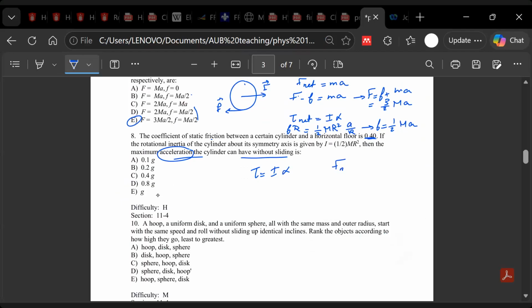I can either use this or F net equals ma. Which one is always preferable in this case? I'm studying friction, does it make a torque? Yes. Does it make a translational motion? Sort of. It cancels part of the applied force, so it will show up in both equations. But I prefer to take the rotational equation. Why?